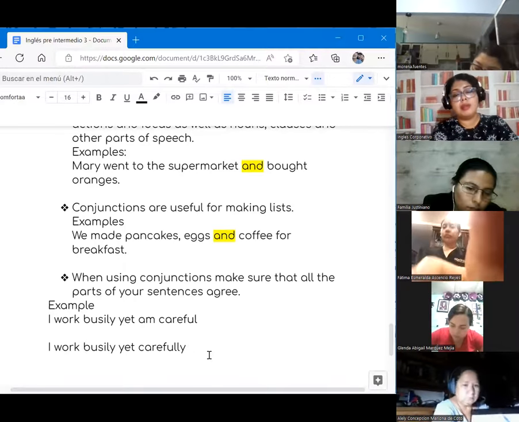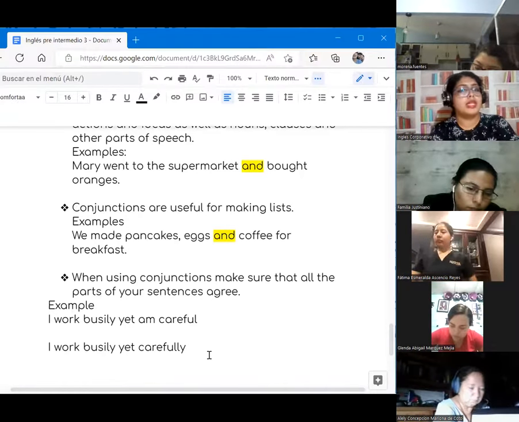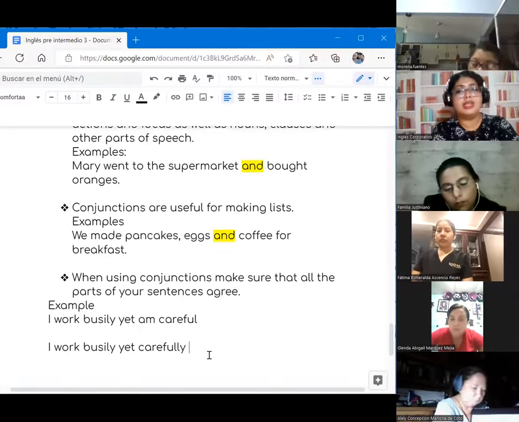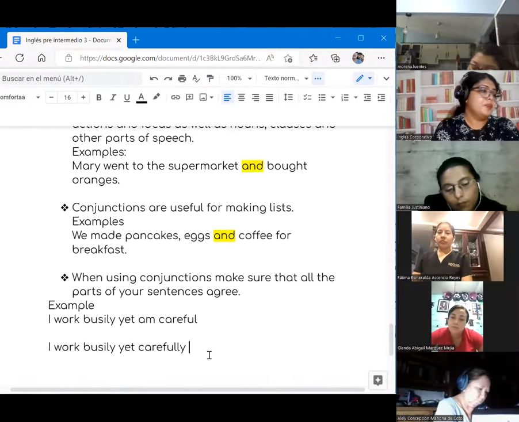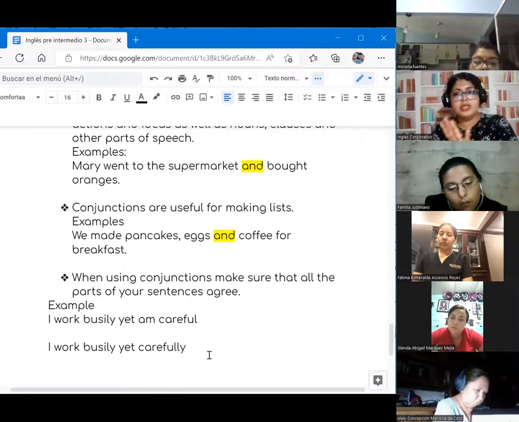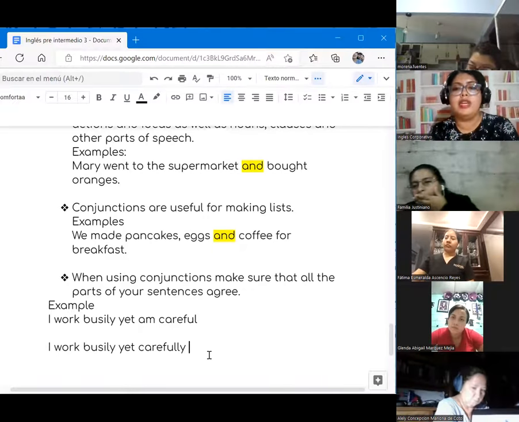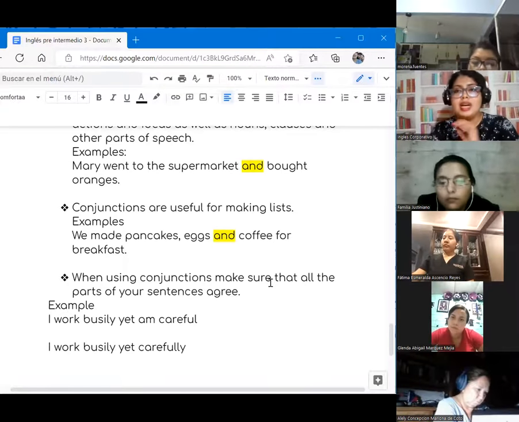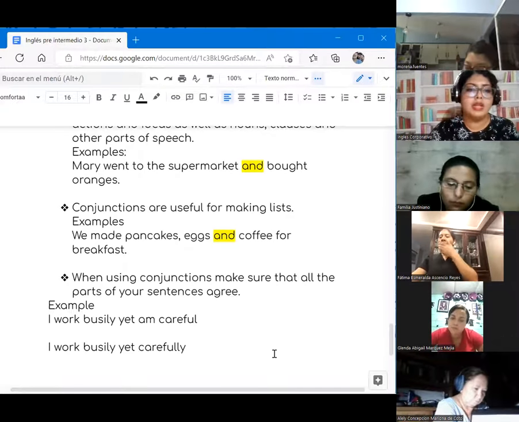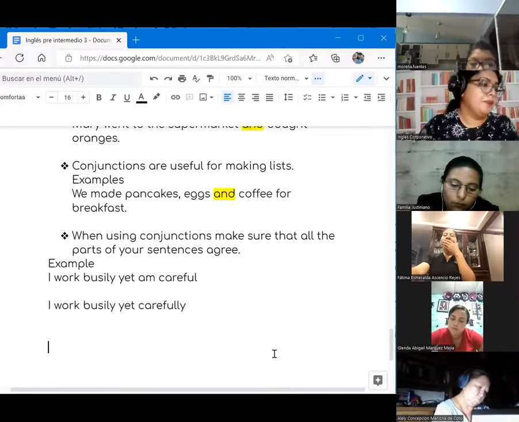Estamos utilizando los adverbios. Tienen que concordar, porque si no, no tendría sentido. And now, we are going to see what are the conjunctions. Vamos a ver por fin cuál es la lista de conjunciones, cuáles son esas palabras.